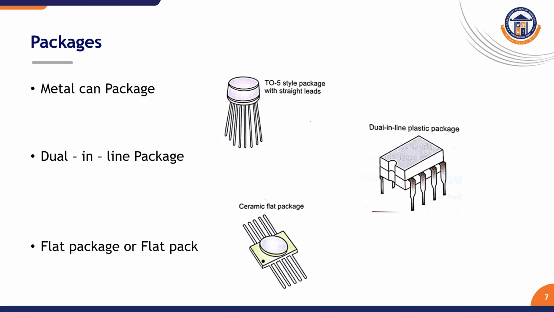Packages. There are three types of packages available: metal can package, dual inline package, and flat package or flat pack. This figure shows the metal can package and dual inline package. This figure shows a ceramic flat package.